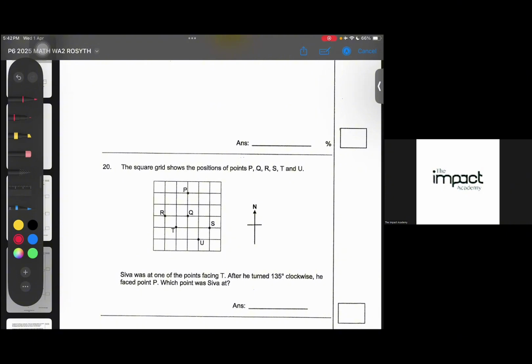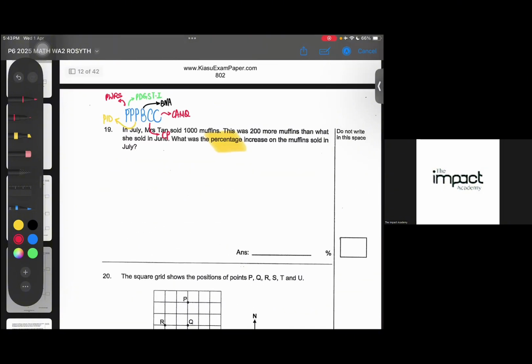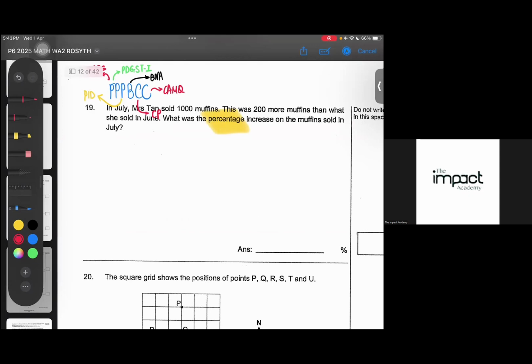The first P is PWRS, then followed by PDGSTI. You know what PDGSTI is or not? Percentage, discount, GST, interest, interim. Next, the next P is called percentage increase, decrease. Understand or not? Then DNA, then constant part, then camera, whatever.